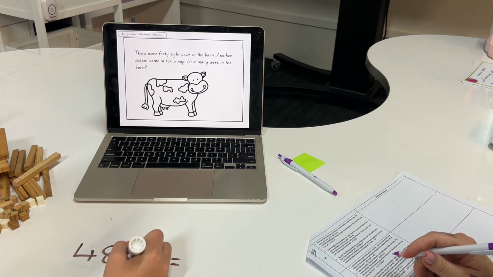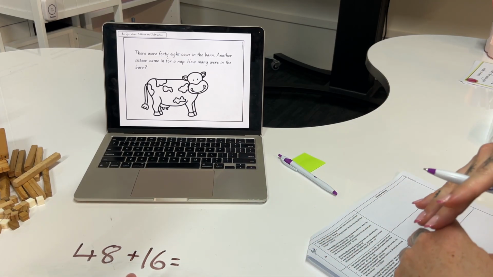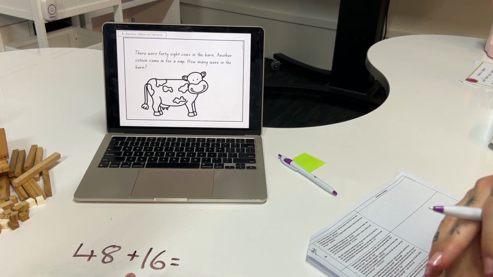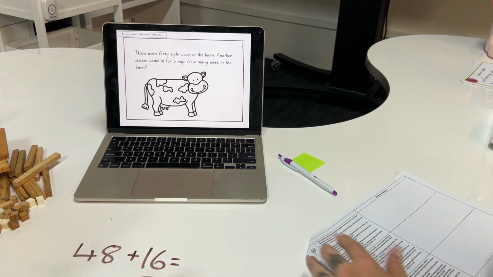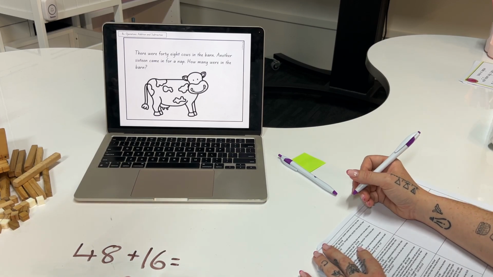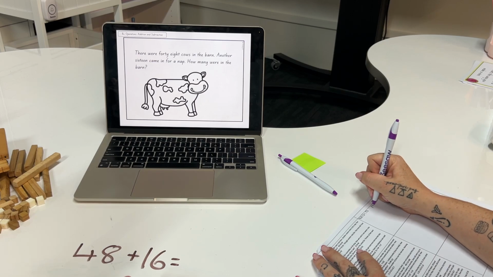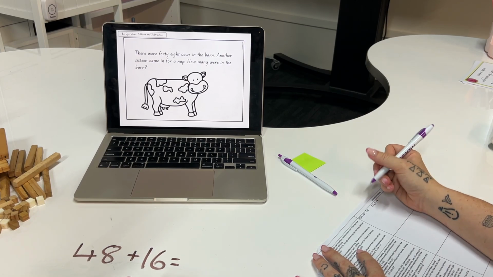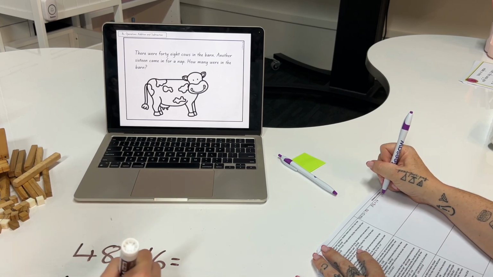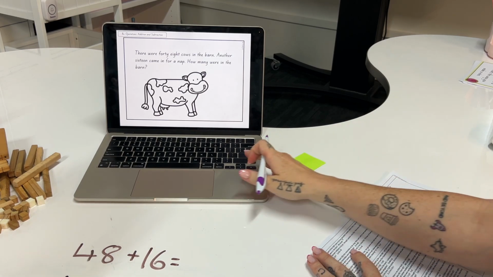Oh, wait. Is it? So there were 48 cows in the barn. Another 16 came in for a nap. How many were in the barn? Okay, so if you've changed it now, how would you work that out? 40 plus 10, which is 50, and 8 plus 6, which is 14, and then you do 14 plus 50, which is 64. Awesome, great work.